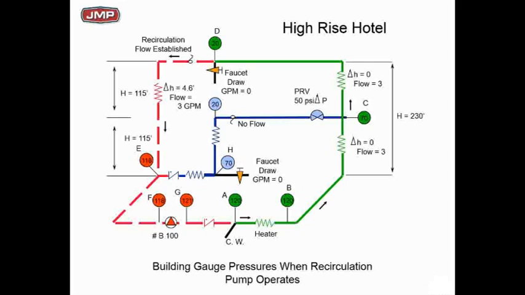Remember, by building code, you can't be over 80 pounds to a fixture. In fact, 80 pounds, in my humble opinion, you don't want to take a shower. You want the water pressure a little bit less than that. 80 pounds is a pretty hot shower. So in this case, we're trying to hold the pressure to a max of 70 pounds on any fixture.